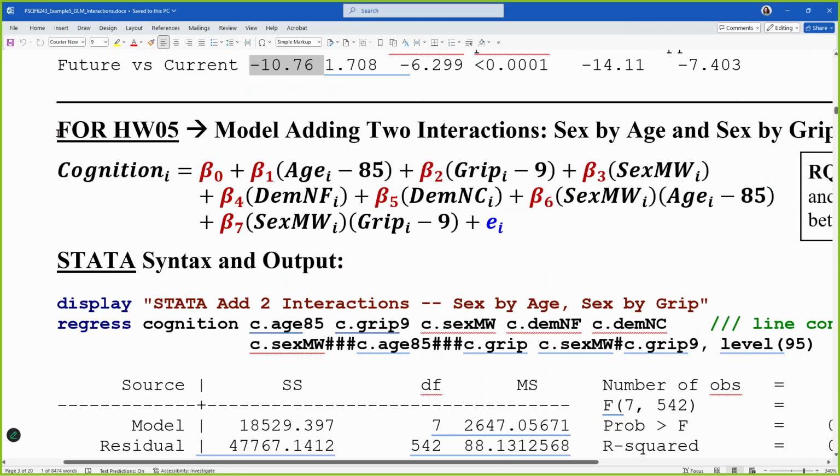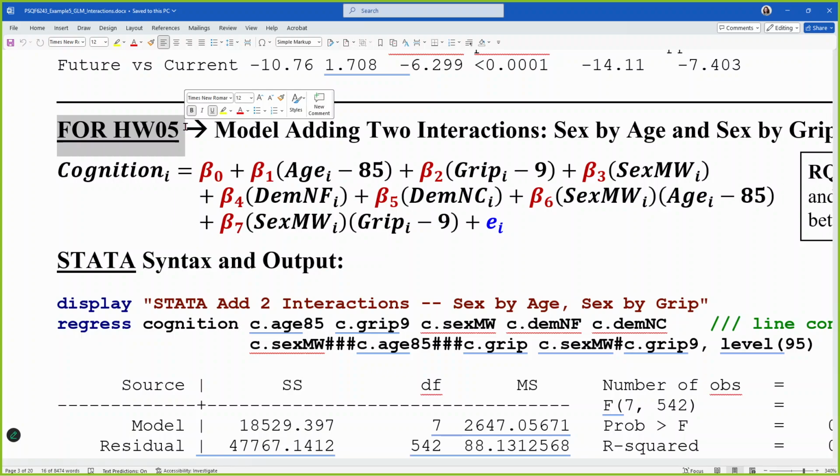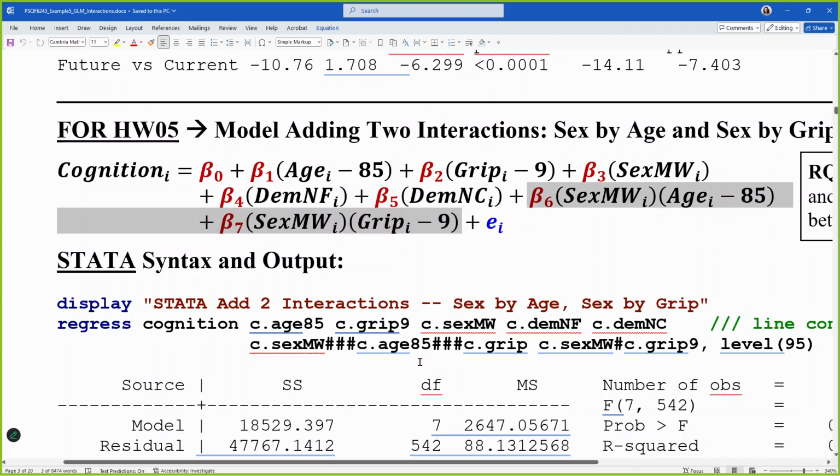Okay, and then for homework 5, this analysis should be very close to the type of structure that you would need for your interaction term. So we are adding first interactions with age and gender and grip and gender. So this would answer a research question about whether there are gender differences in the effects of these predictors. So in other words, age is related to lower cognition. Is that true to the same extent in men as it is in women?